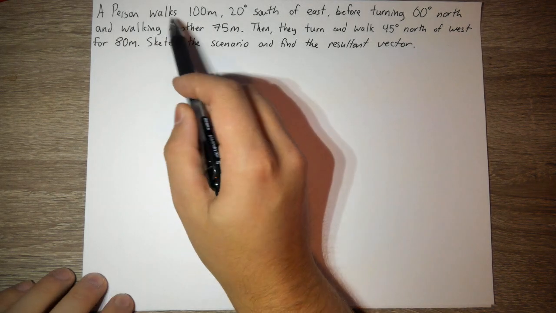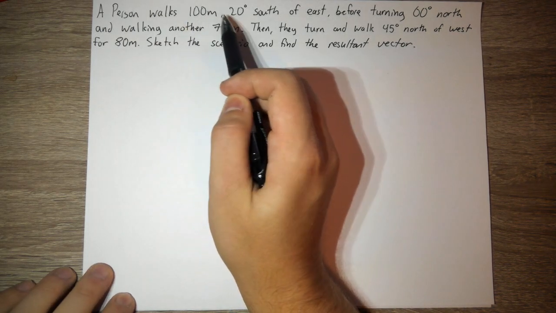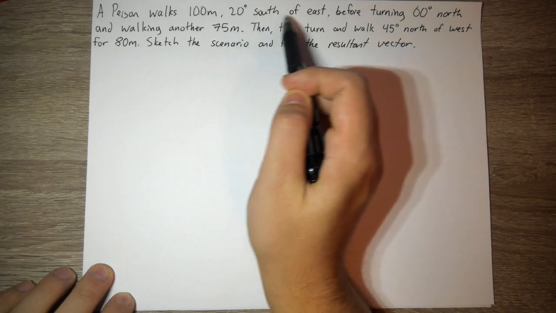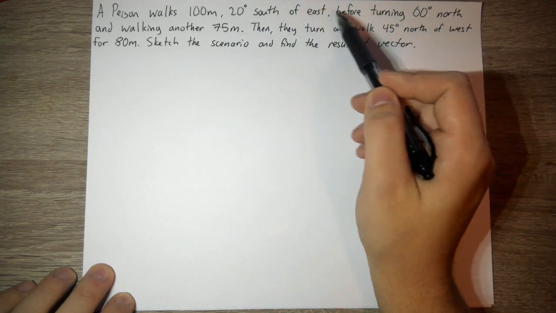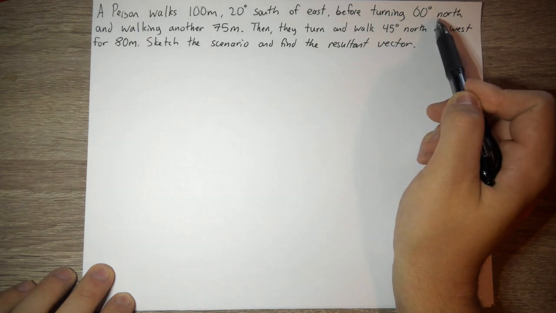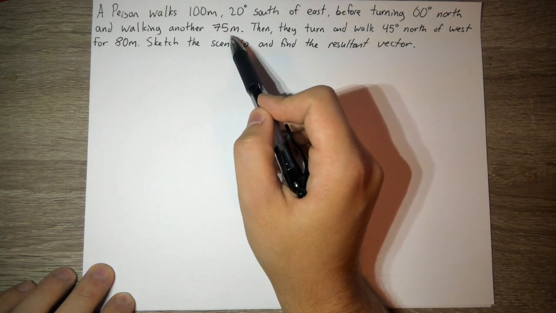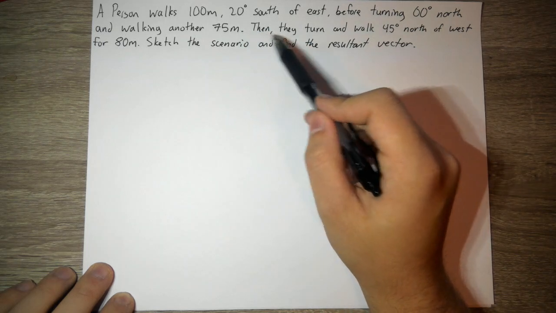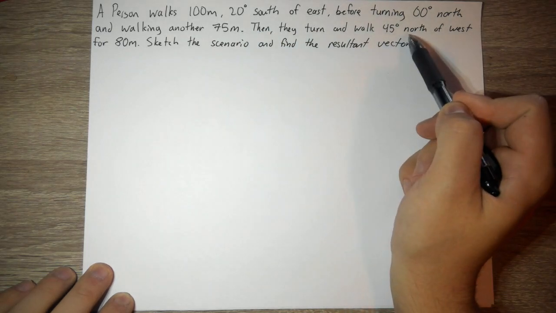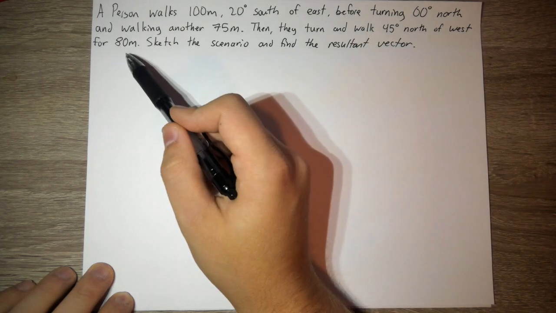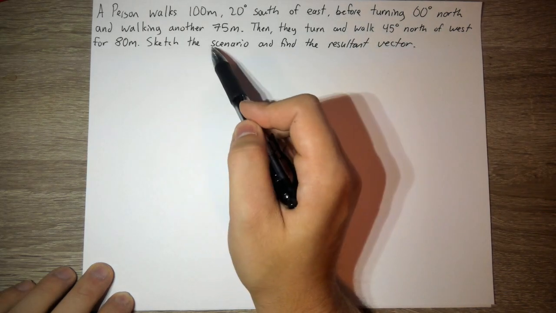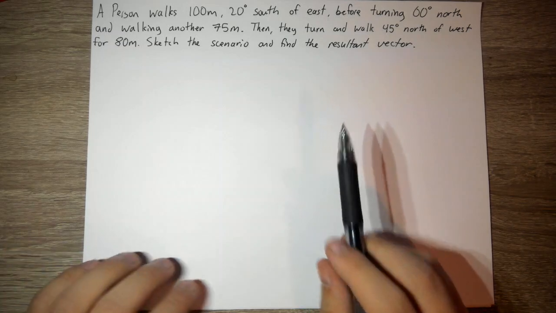So a person walks 100 meters, and they walk at 20 degrees south of east. After that, they turn 60 degrees towards the north and walk another 75 meters. Finally, then, they turn and walk 45 degrees north of west for another 80 meters. So sketch this and find the resultant vector.